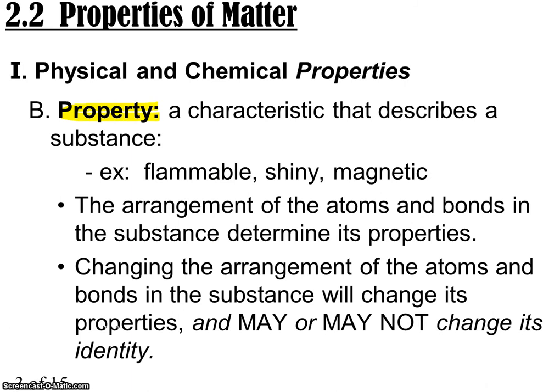So for example, water is the identity. Flammable is not a property of water. Water does not catch on fire. Water is not shiny. Water is not magnetic. Those are not properties of water. However, if we're talking about gold, gold is shiny. So properties are characteristics that describe the substance. They're kind of like adjectives. And the arrangement of the atoms and bonds in the substance also determines its properties. So when you change the arrangement of the atoms and the bonds, it will change the properties. And it may or may not change the identity, depending on how the atoms and bonds are changed.